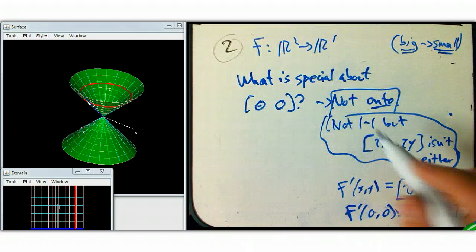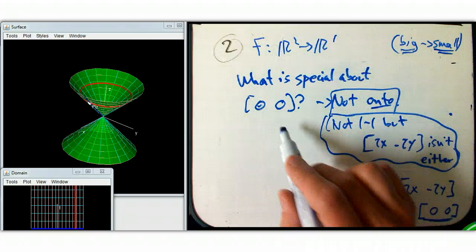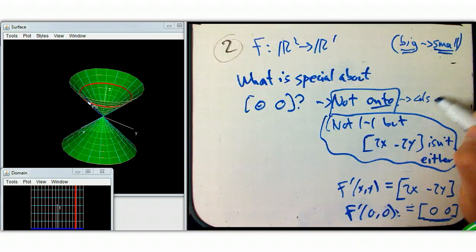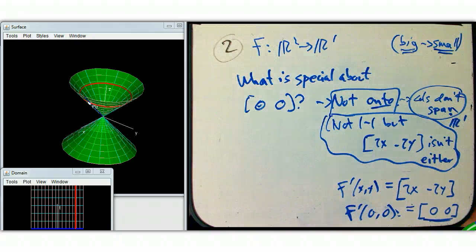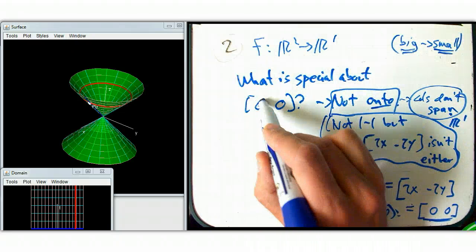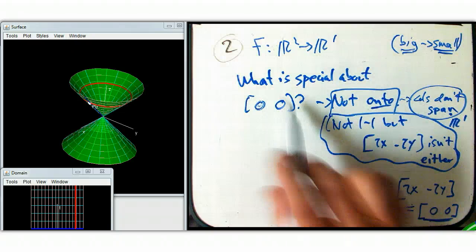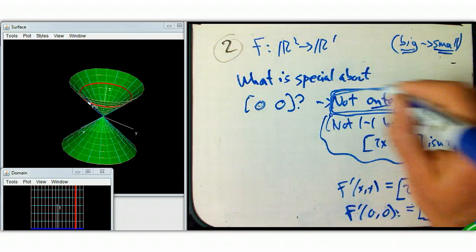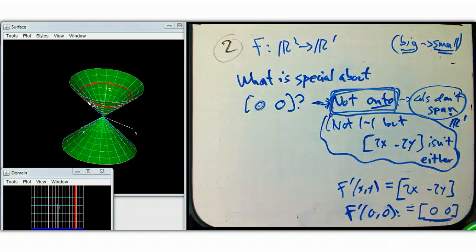Okay, or another way to say it is that the columns don't span R1. It's really easy to span R1. You just have to have some non-zero number in either of the slots. Looks like a smiley face, doesn't it? But we don't. And that's the only way the columns are not going to span. Okay, and so it's this lack of onto-ness that's really deficient.